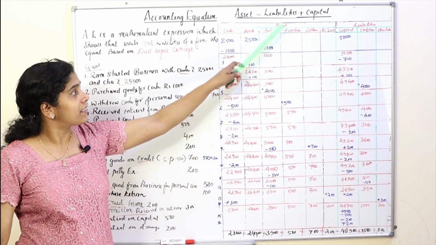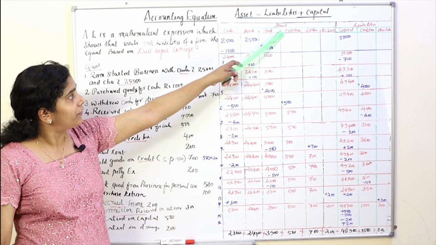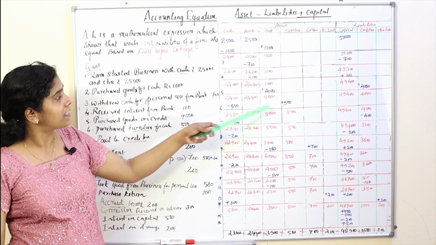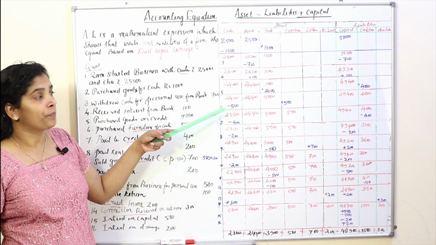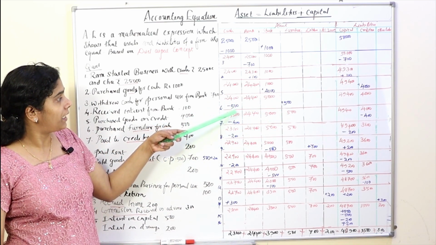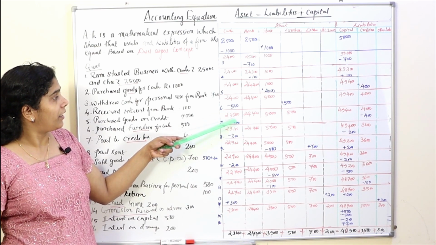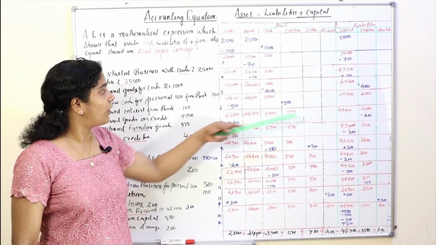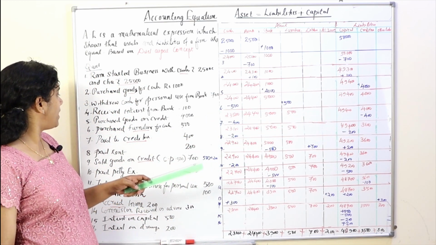So we have to provide a separate column for fixed asset. Here furniture is increasing by 500, and at the same time cash is reducing. See, so 24,000 minus 500, 23,500. Here furniture is adding 500. So take the total and check now. Both sides will tally.